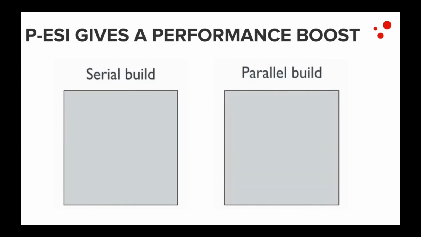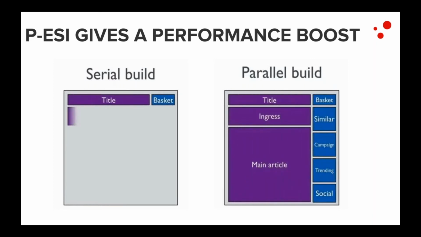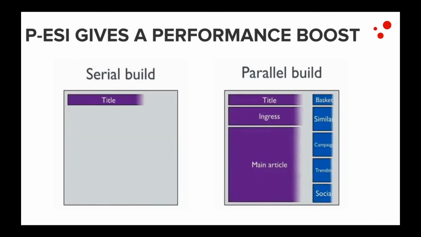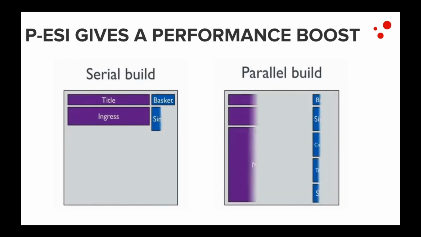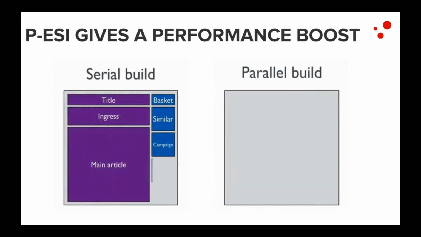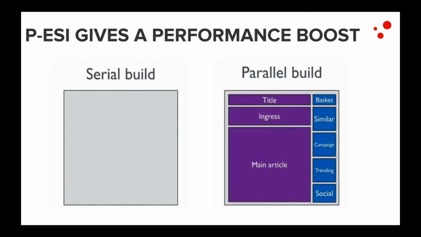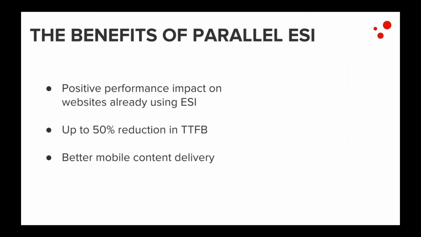With Varnish Plus, if we have 10 fragments to be fetched from the backend, and each of the fragments takes 10 milliseconds, the end user will actually see the page after 10 milliseconds instead of 100 milliseconds. Just have a look at the GIF here, and it really does explain the performance boost you get if you have parallel ESI in place. Overall, a customer of ours, Amedia, helped us to test this properly, and they saw up to 50% reduction in time to first byte.